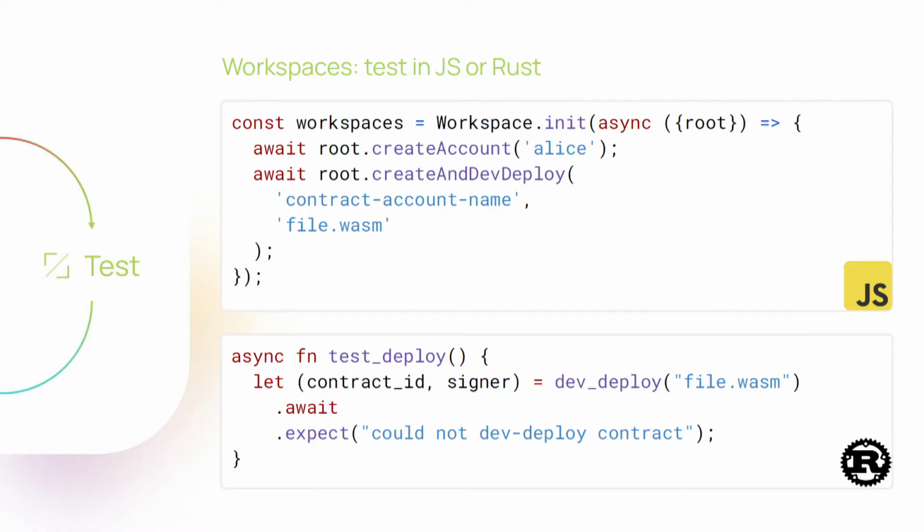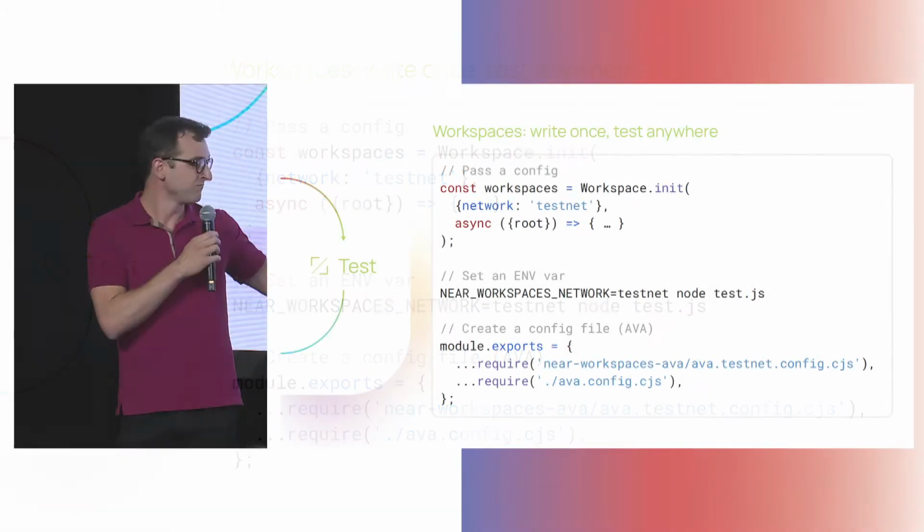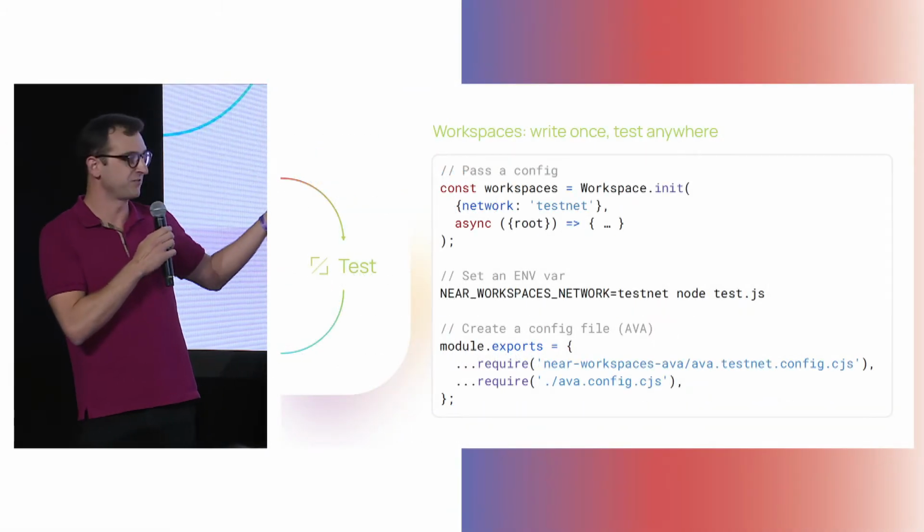Here's an example of writing those tests either in JavaScript or in Rust. You can see that it's quite flexible there. We create the account, we deploy the contract. Yeah, really nice there. So here's an example of testing anywhere. You can see there's a couple different ways to change the network. You can pass it in as a variable, set it in the environment, or finally here, if you're using Ava, you will be able to actually generate a config file.